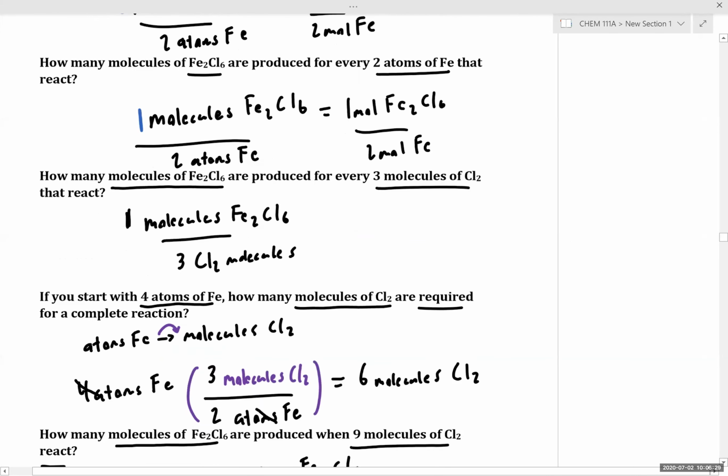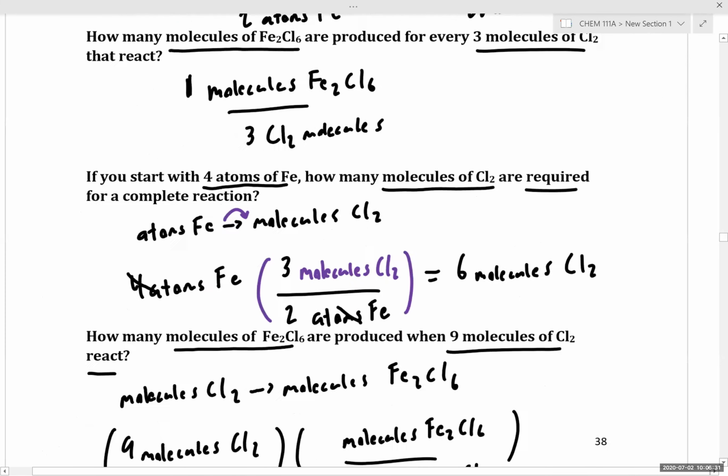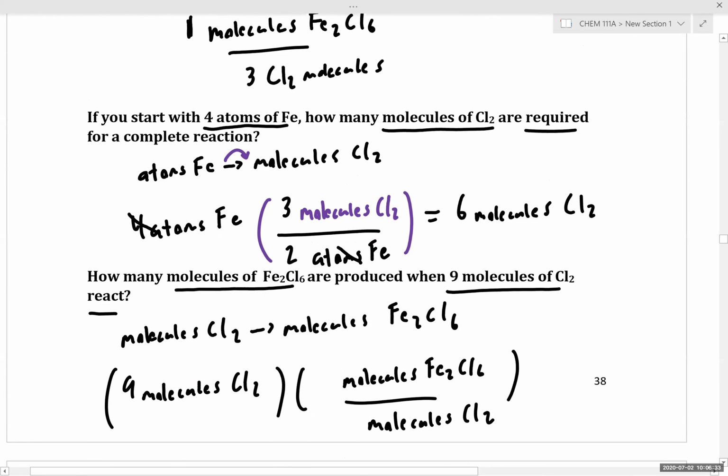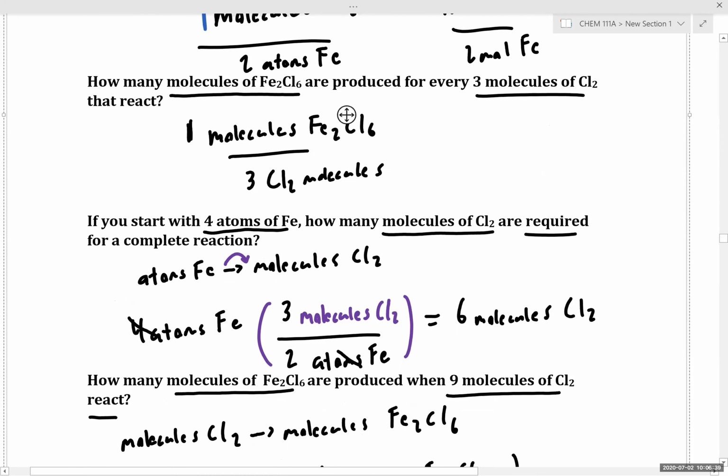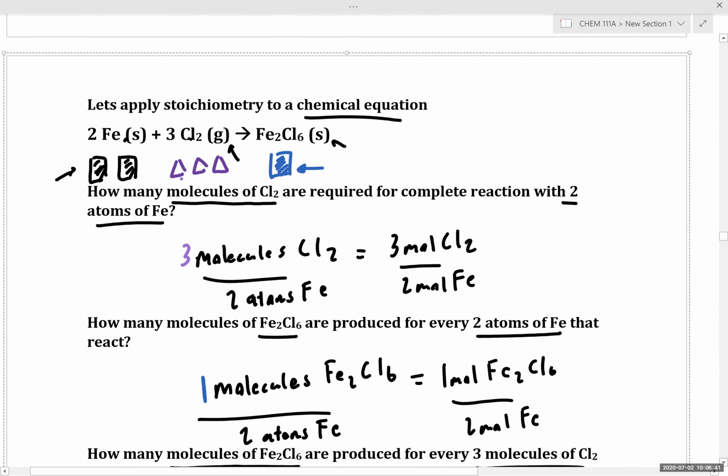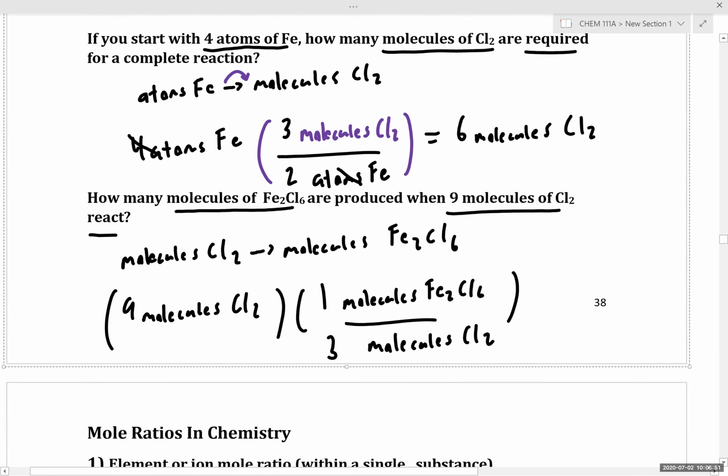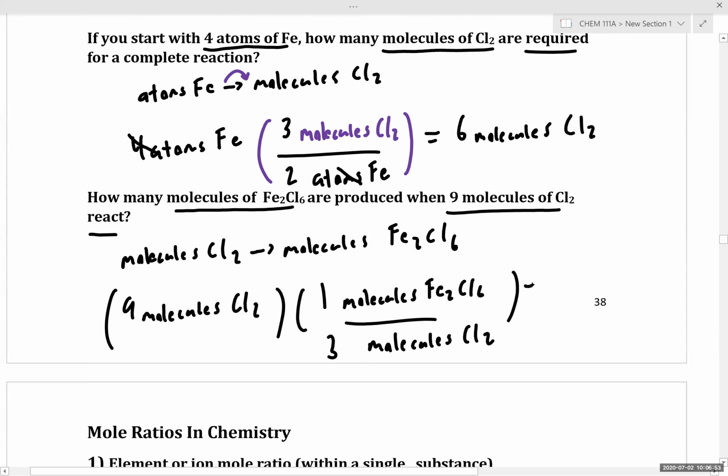What's our ratio of product to chlorine? 1 to 3. Where did we get our 1 to 3 ratio from? If we look at our chemical equation, we have 1 molecule of product for every 3 molecules of chlorine. Okay, and that in turn gives us 3 molecules of product.